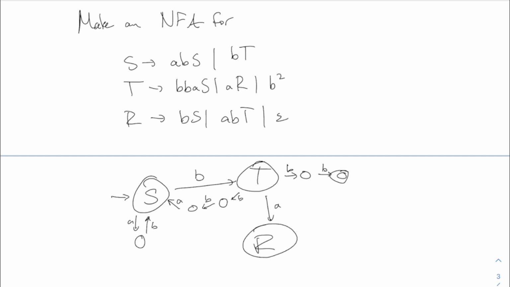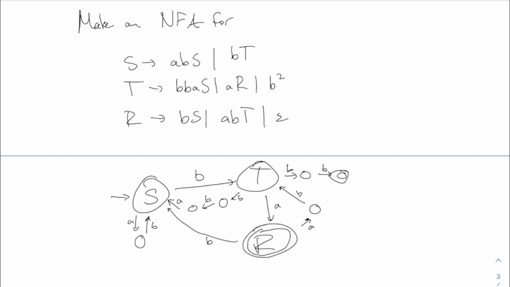All right, okay, and then the R arrows. R goes to BS, that's just a single arrow here. R goes to ABT, that means this. R goes to ABT like that. So I can go from R to T by doing A followed by B. And then R goes to epsilon, what does that mean? I see some people are giving me the signal that means R is an accepting state. Yeah. R goes to epsilon means you can just finish by sitting at R. All right, excellent. I hope you got something that looks like that.